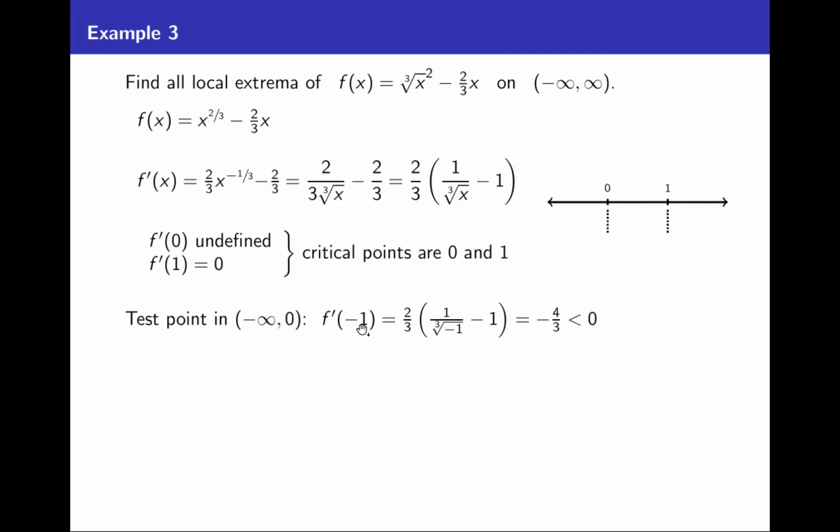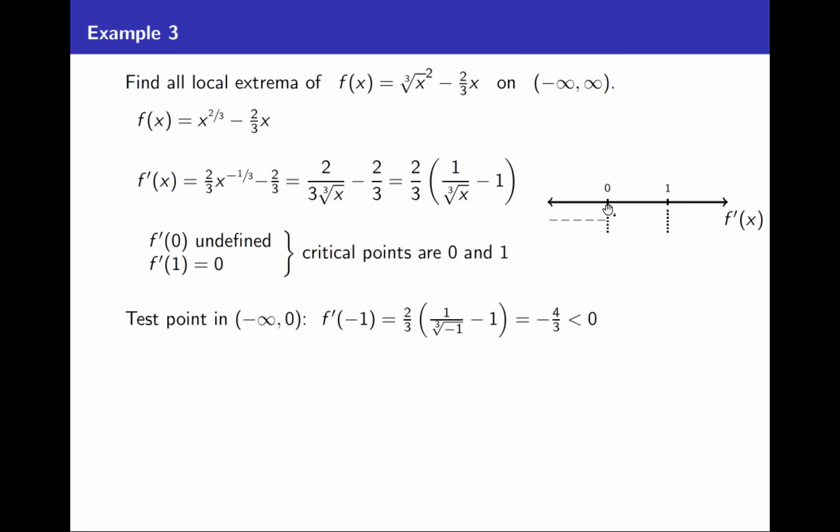We plug minus 1 into the derivative. And here we're using this form of the derivative here. You plug in a minus 1 for x, and you work that out. And the cube root of minus 1 is minus 1, so this term is a minus 1 minus another 1, so that's a minus 2 there, times 2/3. You get a negative 4/3, and that's negative. So you plugged in a negative 1 to your derivative, and you got a negative, and that tells you your derivative is negative in this first interval.